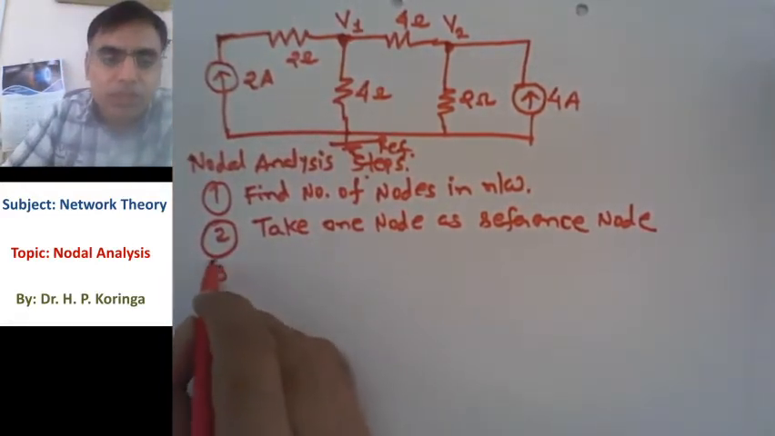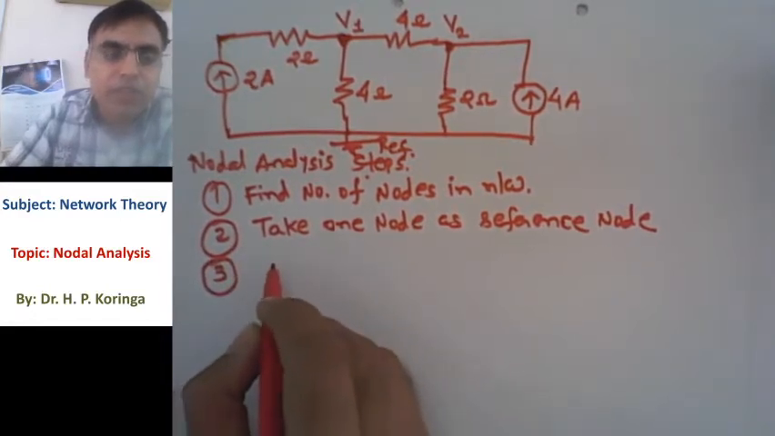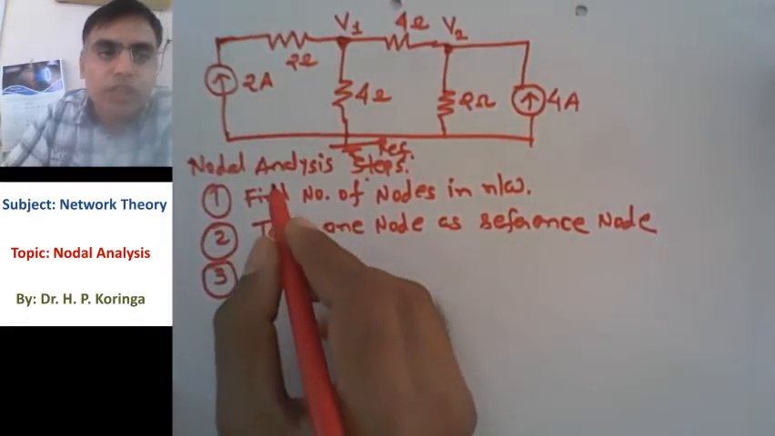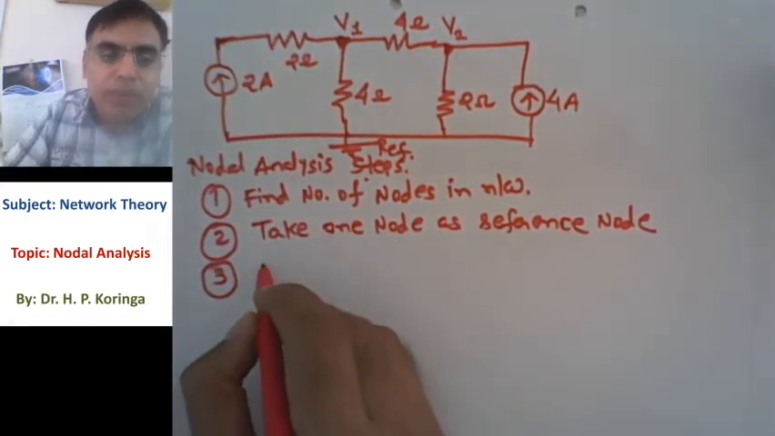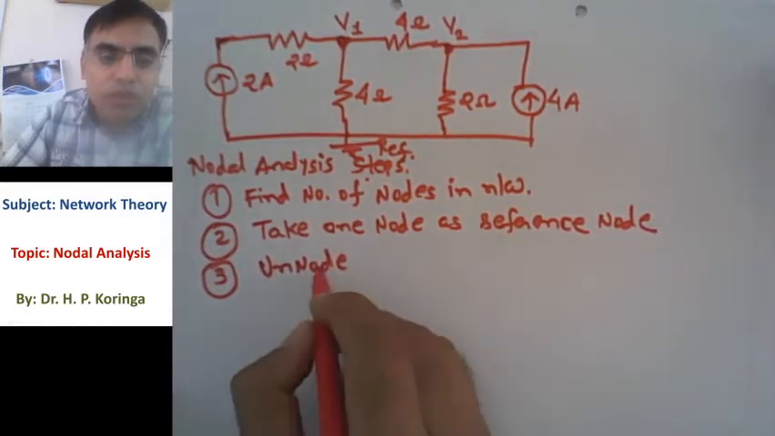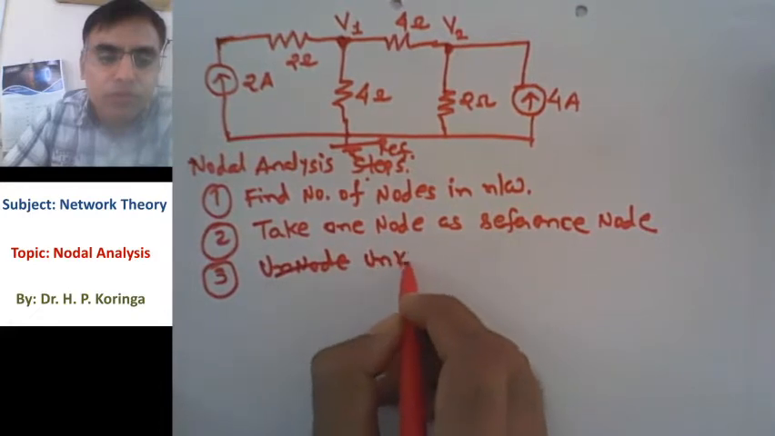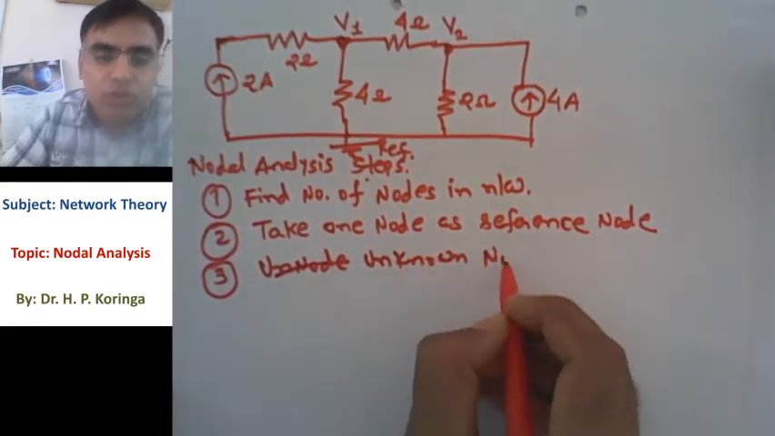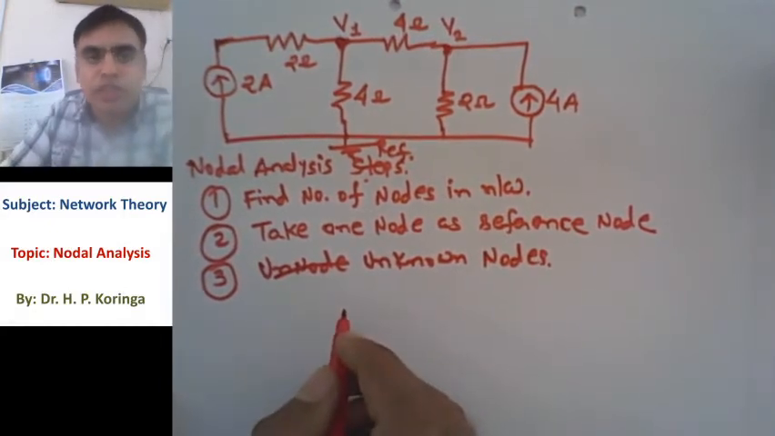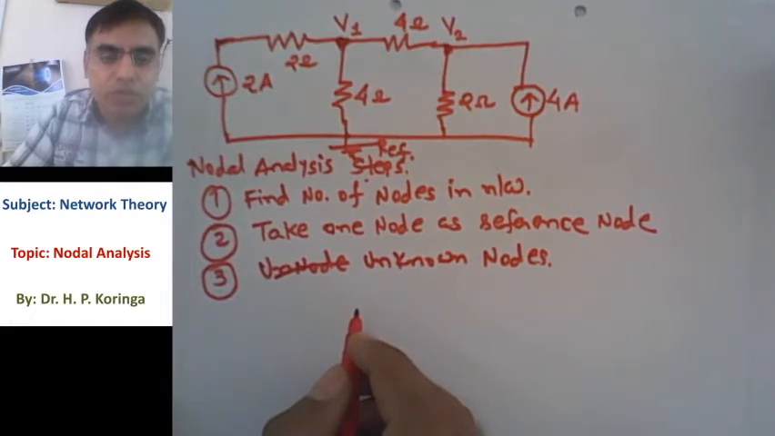Third step: identify the known nodes. If we know the voltage at any node with respect to the reference node, it is called a known voltage node. We have to identify the unknown nodes, where the voltage is not directly given in the network. So we have to identify how many unknown nodes there are.